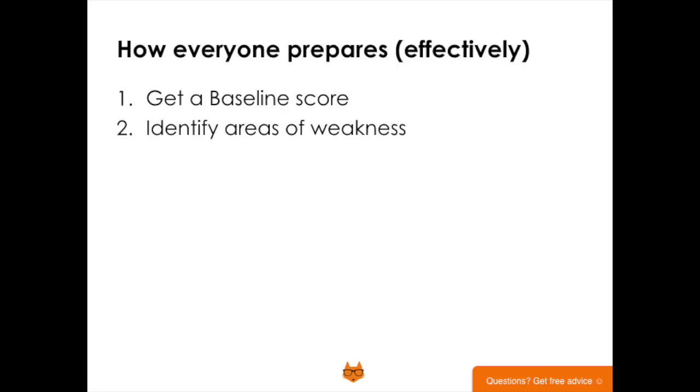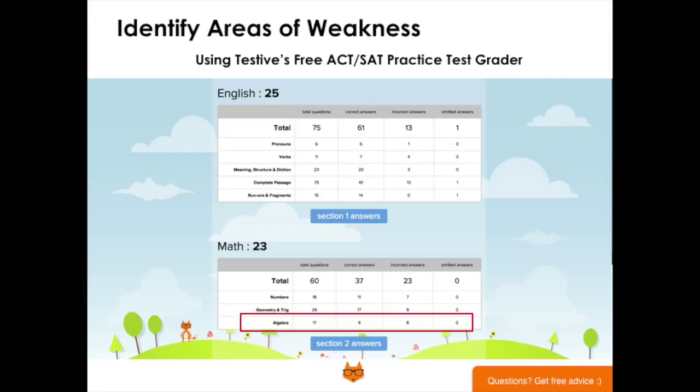Our Testive grader, so basically what we do is we allow you to put in your answer sheets from these tests, and we'll give you a really detailed breakdown of how you did. So this is a student's ACT test, and you can see here that the student had overall 25 in English, 23 in math, but what our system does is break it down even further so you can see what exactly you're struggling with, because 23 in math, while it is lower than English, it's not that descriptive. Like, what does that mean? Which questions should I work on?